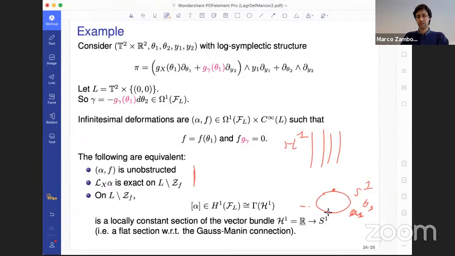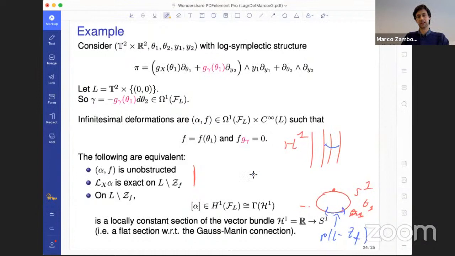F is a function on L, but whether it vanishes or not depends only on the leaves. So let's say that here is where F does not vanish, then you look at this section only above that little arc. If it is constant, in this case I can really say constant because I have a trivial vector bundle, then your deformation problem is unobstructed. Otherwise it is obstructed. So very often it will be obstructed.